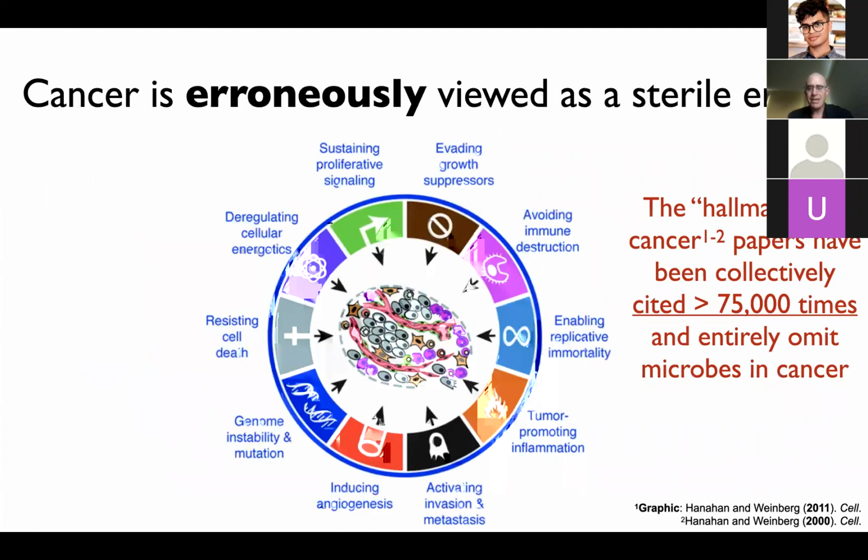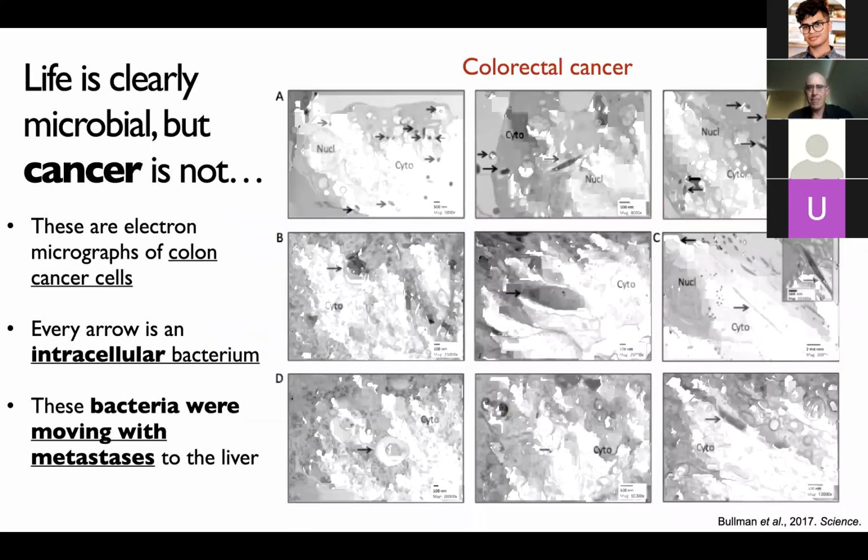Now, switching gears from age to cancer, another important topic that we're tackling by way of the microbiome is the problem of cancer. And this is primarily the work of Greg Poore, who's a very talented MD PhD student in the lab. But typically cancer is viewed as a sterile entity, and the hallmarks of cancer papers from Bob Weinberg have now been cited over 75,000 times, but they don't mention microbes at all. And Greg found out that all of this work is missing an important dimension.